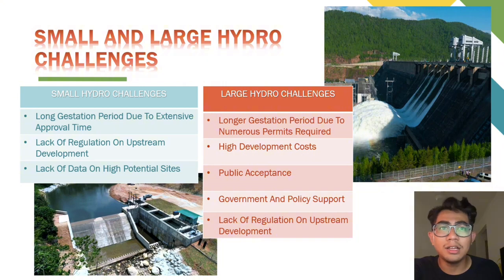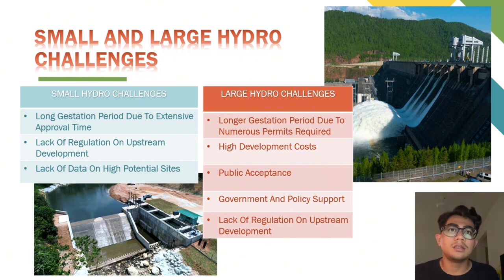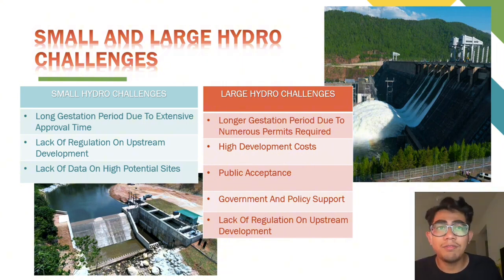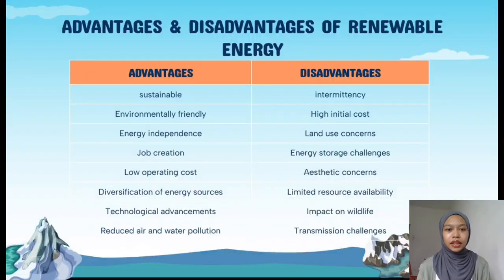The last challenge is government and policy support. Large hydro initiatives in Malaysia are highly dependent on the policies and assistance of the government. Transitions in government priorities, policies, positions, or regulatory structures may have an effect on the viability of a project and generate unpredictability for investors. Consistent government and policy support is essential for the development of large hydro initiatives in a sustainable manner. These are the challenges of renewable energy.